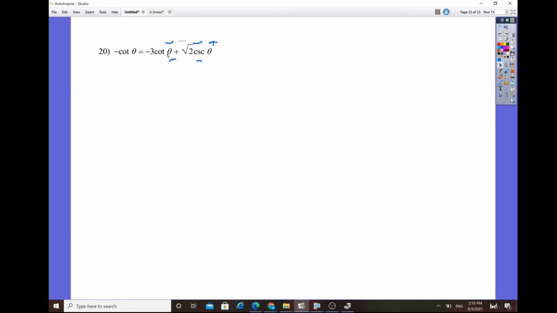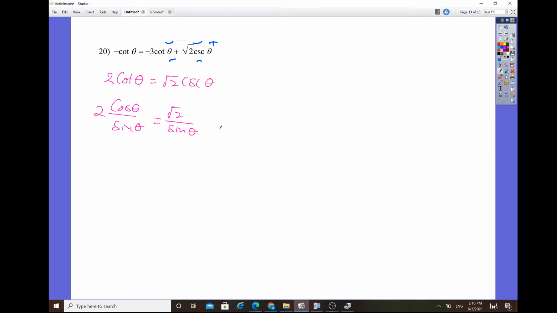Okay, so you may notice that we have negative cotangent theta and negative 3 cotangent of theta, so basically we can just group them together. Take this one all the way back to the left, so we end up with negative cotangent of theta plus 3 cotangent of theta, which is 2 cotangent of theta. So that equals root 2 cosecant of theta. And then this one can be written as 2 cosine of theta over sine theta. And then this part right here, root 2 over sine theta.